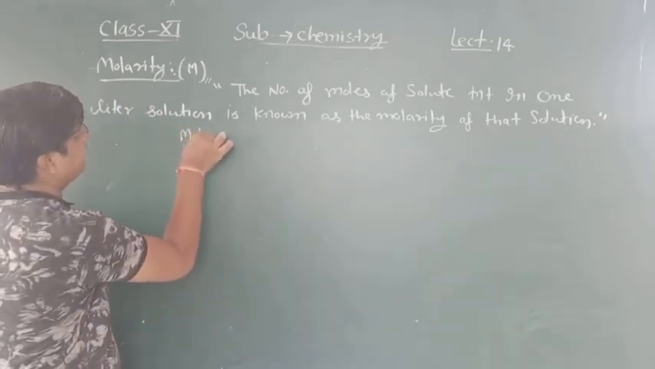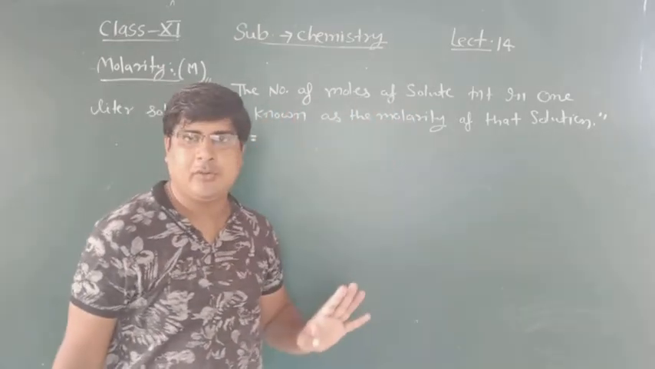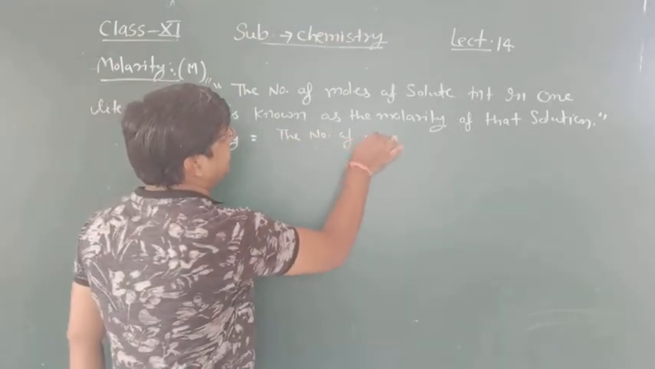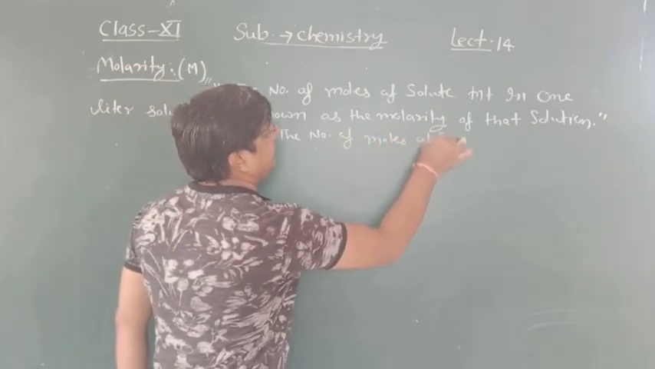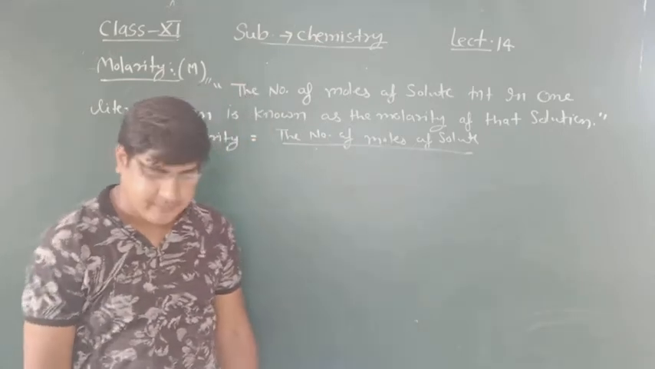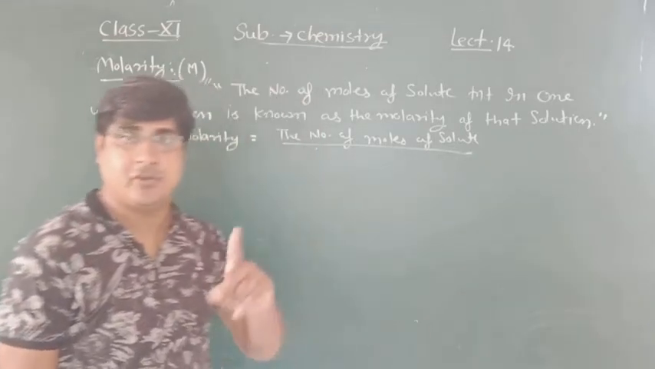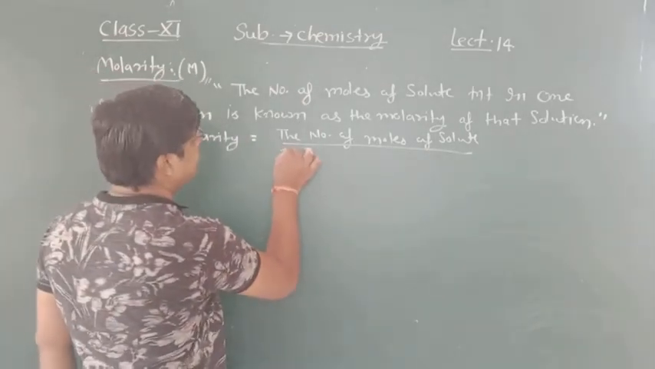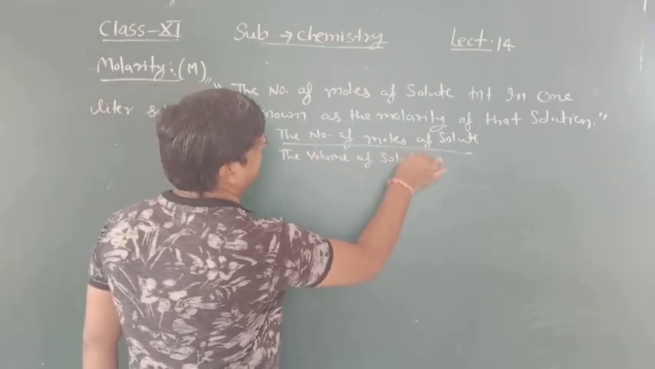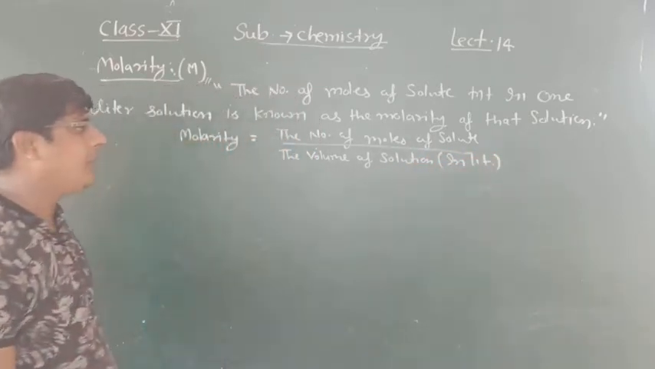By this definition we can easily find out the formula of molarity. So what will be the formula? Molarity will be equal to the number of moles of solute in 1 liter solution, and 1 liter means the volume. It means the volume of solution should be in liter, okay. The volume of a solution.